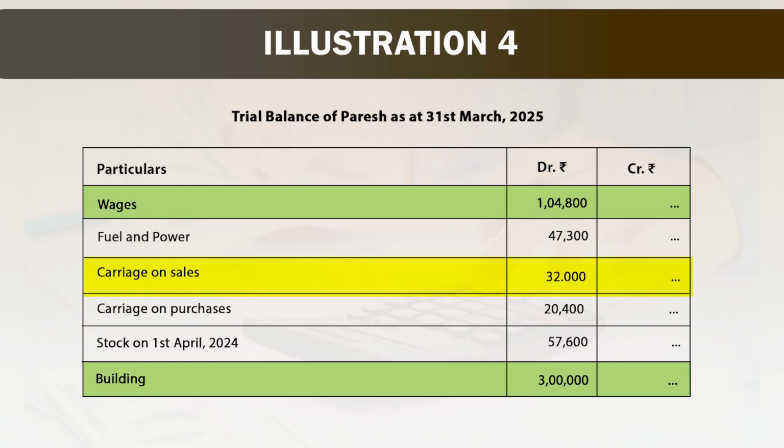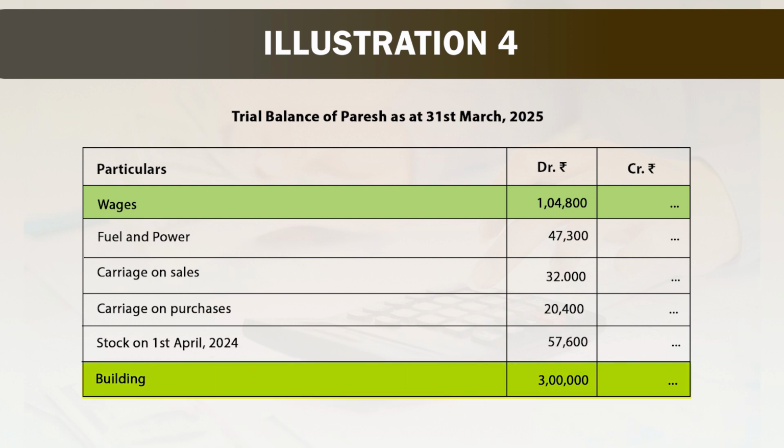Carriages on sales, be careful, carriages on sales, that is the expense of profit and loss account, 32,000, would appear on the debit side of profit and loss account. Then friends, we are given carriages on purchases 20,400, this is our inward expense, so it would appear at the debit side of our trading account. Then we have stock on 1st April, that is our opening stock 2024, 57,600, it would appear at the debit side of our trading account.